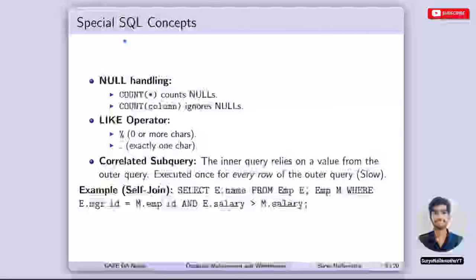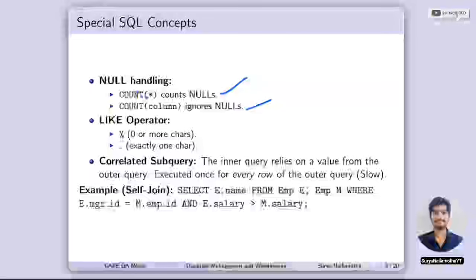Next, the special SQL concepts are null handling, the like operator, and correlated subquery. It is a simple example statement. Let me explain very simply. Count of star helps to count the nulls. Count of column helps to ignore the nulls. If we apply the first statement, it counts the null values, and if we apply the second statement, it ignores the null values.